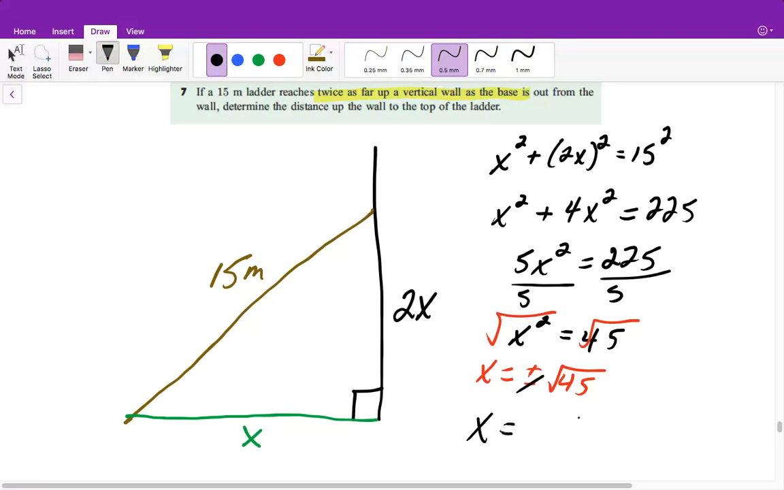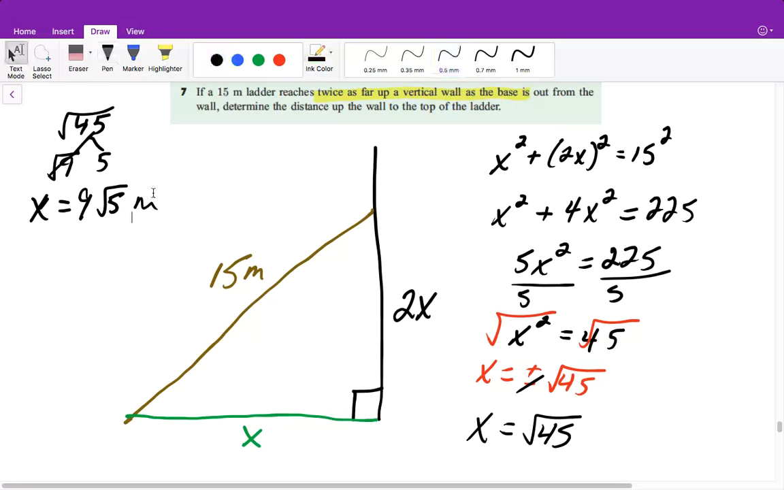So x is equal to the square root of 45. I'm going to finish it up here. The square root of 45 can be broken out into 9 times 5. We can take the square root of 9. So we can say that x is equal to 9 times the square root of 5 meters. If it asks you to round to the nearest tenth, then you'll just round to the nearest tenth.